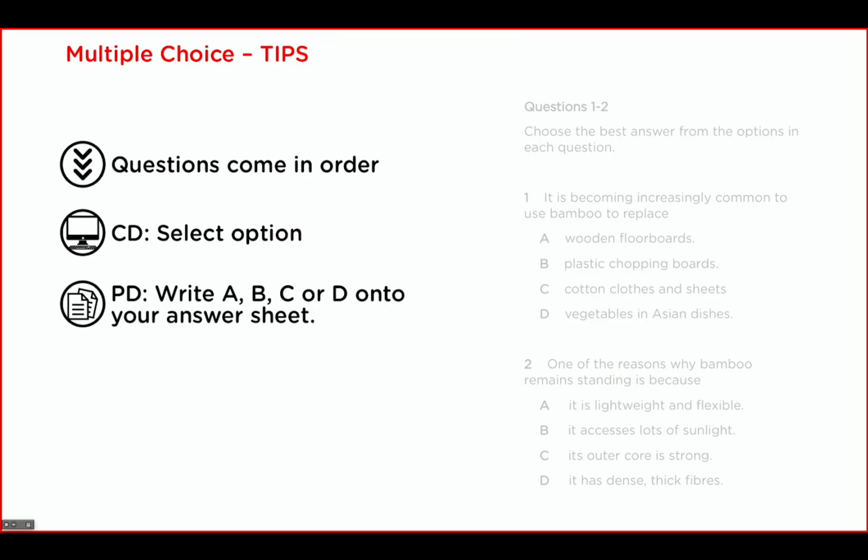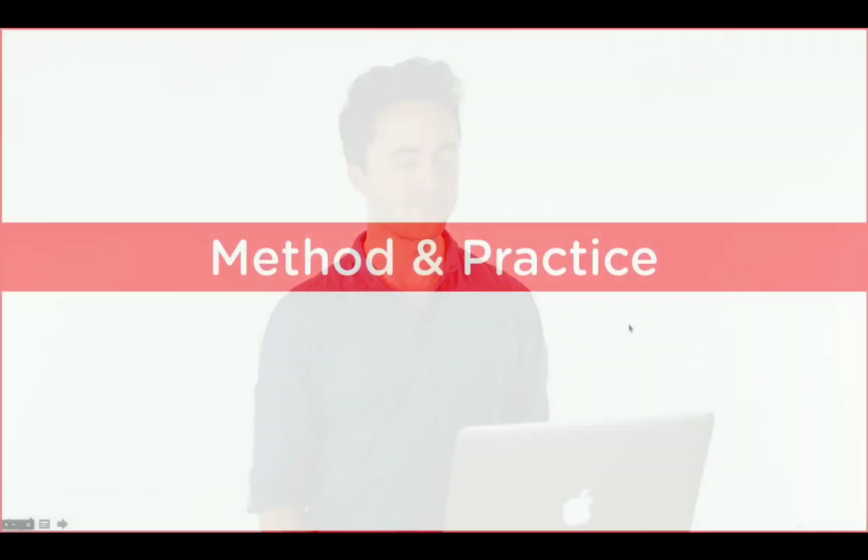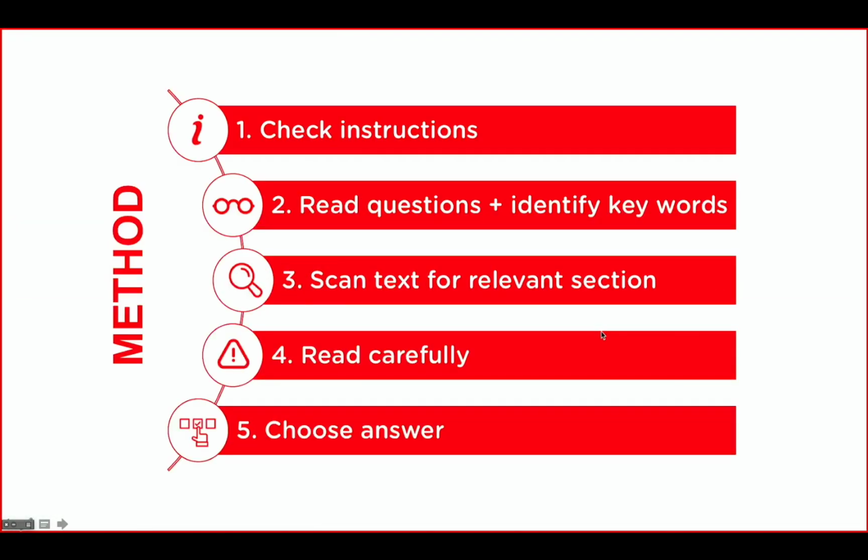Very straightforward. And for the paper delivered test, you'll write A, B, C, or D onto your answer sheet next to the number. So, for example, if the first question, number 1, is the multiple choice, you'll write 1A or 1B or 1C, whatever. Okay, let's take a look at the method and do some practice.